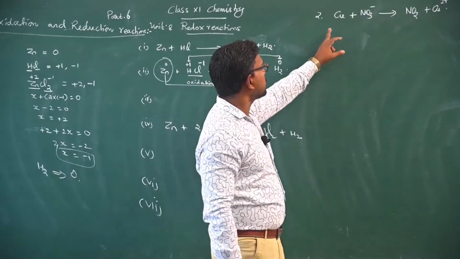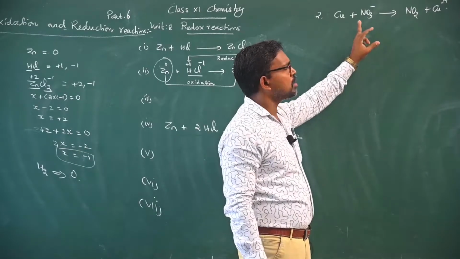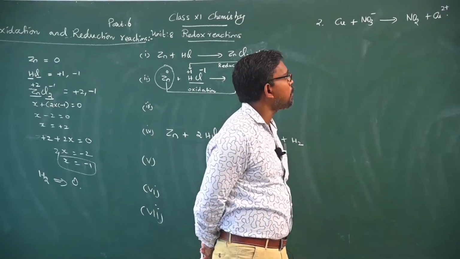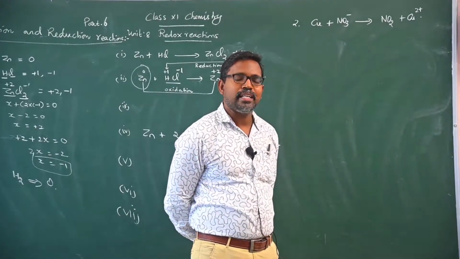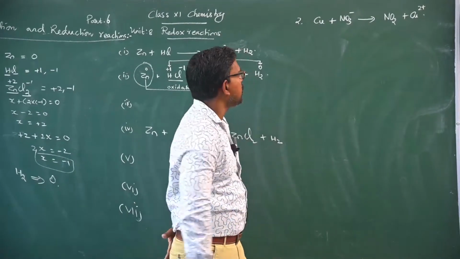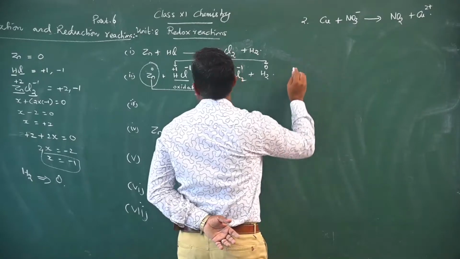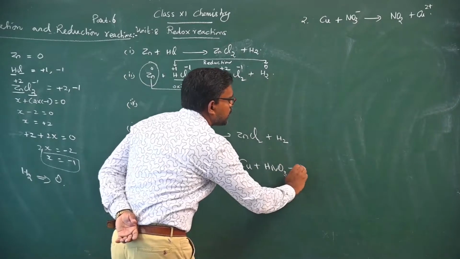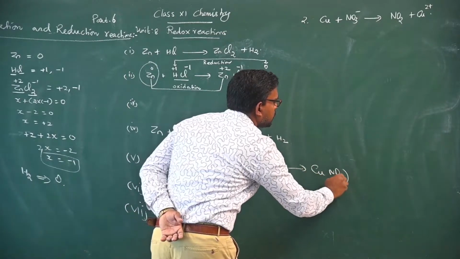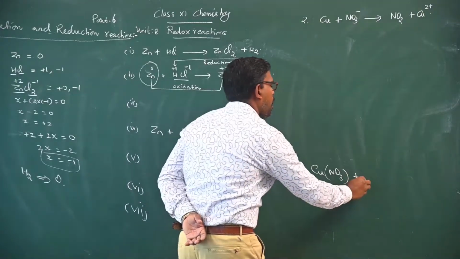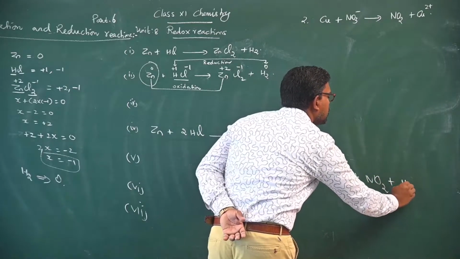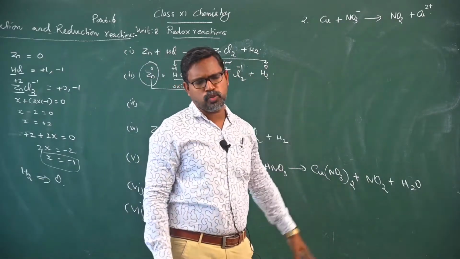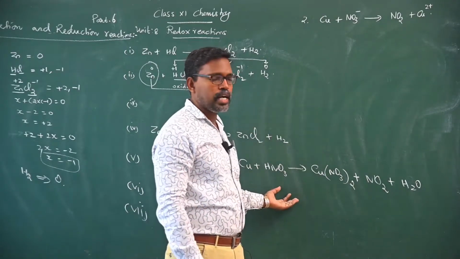Let us consider this example. Copper reacts with concentrated nitric acid, giving copper nitrate and nitrogen dioxide gas. The normal equation is written like this: copper reacts with nitric acid, gives copper nitrate Cu(NO3)2, NO2 gas and water. This is a normal equation, but the equation can also be written in the ionic form. So don't bother whether it is in the ionic form or the direct form.